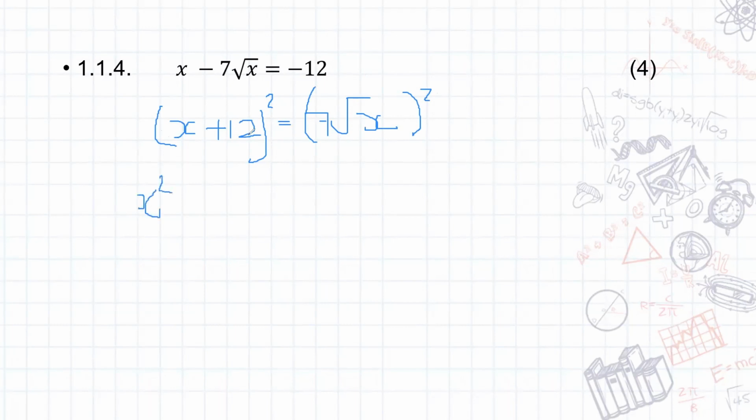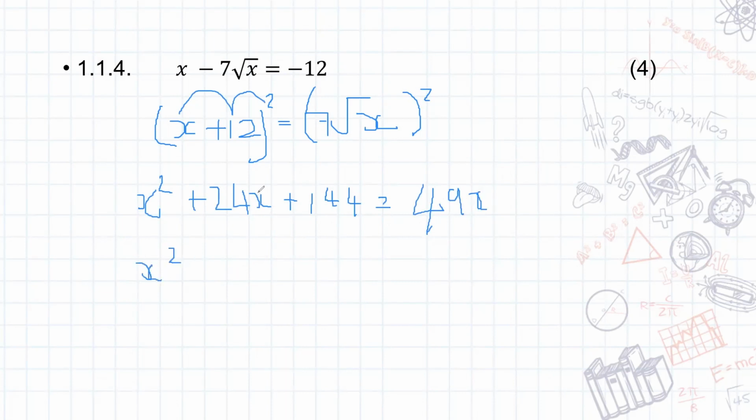x times 12 is 12x, times 2 is 24x. I call that the Mickey D's rule. See my M? And then 12 squared is 144. And on this side, we've got 7 squared is 49, and we just have an x. Now we bring this to the other side, so we've got x squared, plus 24x minus 49x, and that leaves us with 25x plus 144 is equal to 0.